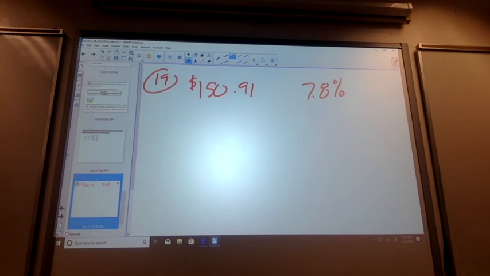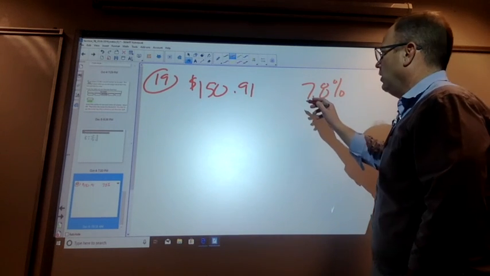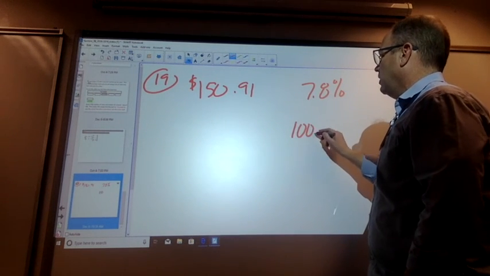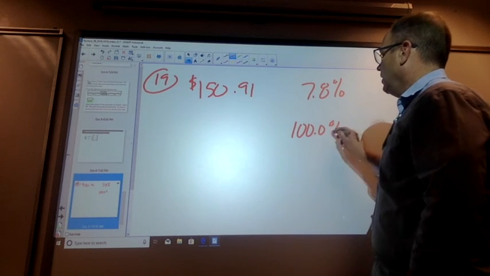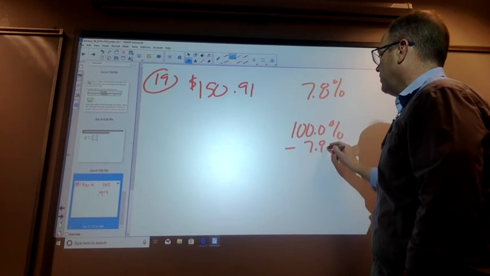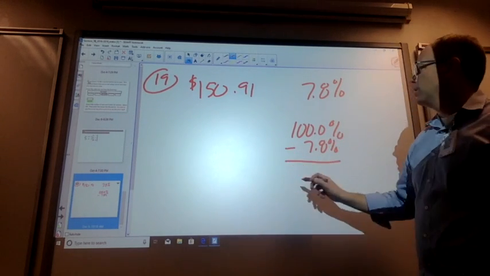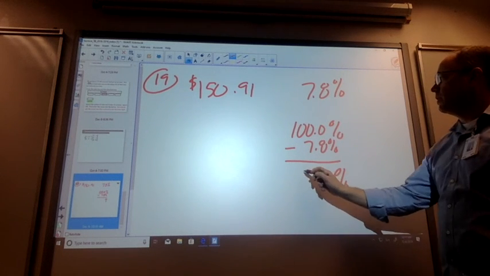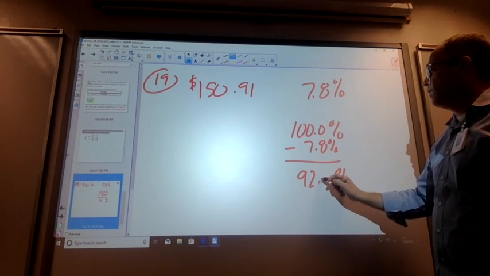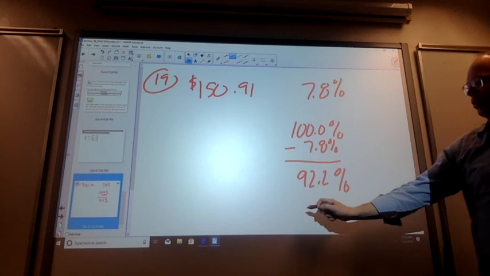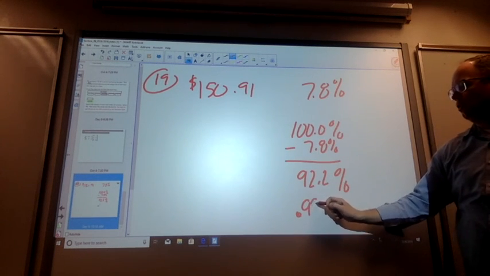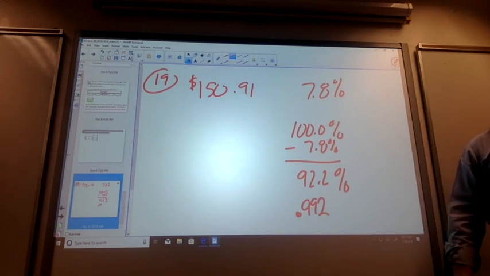So that price, $150.91, includes that 7.8% sales tax. Agreed? Yeah. So I can do this. Let's take 100%. You still with me? Yes, sir. And let's subtract 7.8% from that. What does that come out to? That percent comes out to 92.2. 92.2%. So I'm going to convert that to a true decimal, which is 0.922. Is that okay?